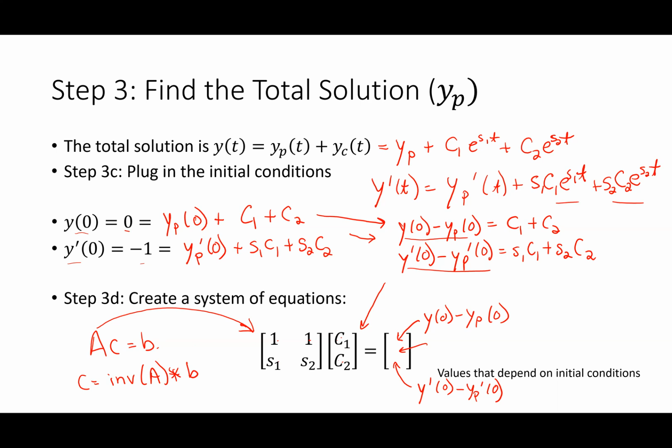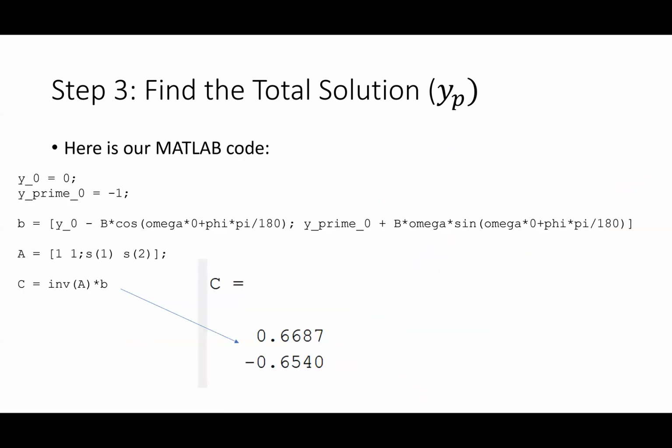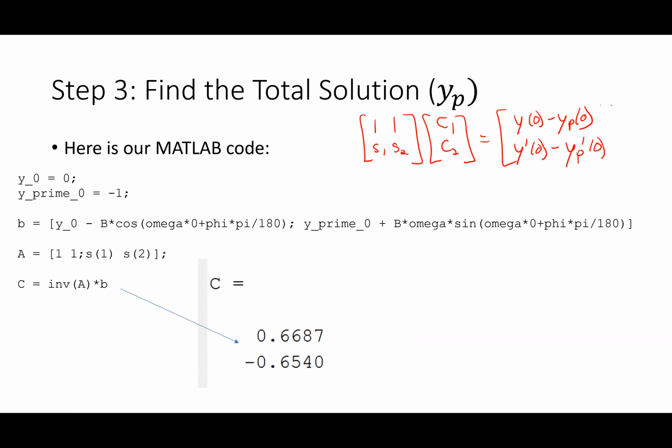So with all of that, how would I put this into Matlab? Let's remind ourselves here. The way I set this up is I said I had 1, 1, s1, s2 times c1, c2 equals y of 0 minus yp of 0, y prime of 0 minus yp prime of 0. So this is my A matrix, this is the C vector I'm solving for, and this is my B vector. Let's look at what I put in here.